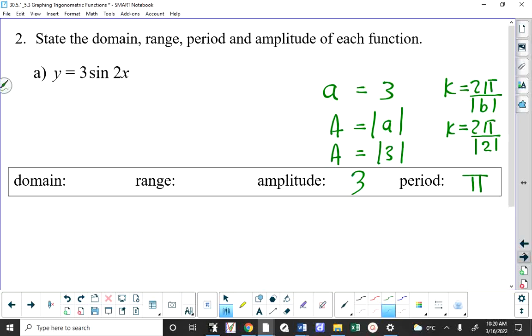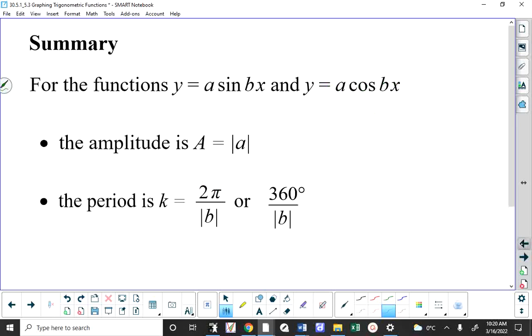What is the domain? X is any real number. What is the range? Well, if the amplitude is 3, it's going to go from -3 for y to +3 for y. Really, when you boil down this lesson, I could have just told you this at the beginning, but I think it's important you understand what these graphs look like.